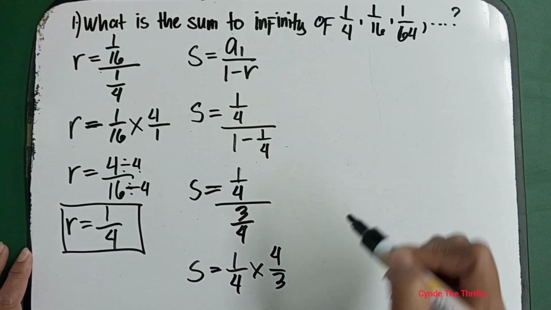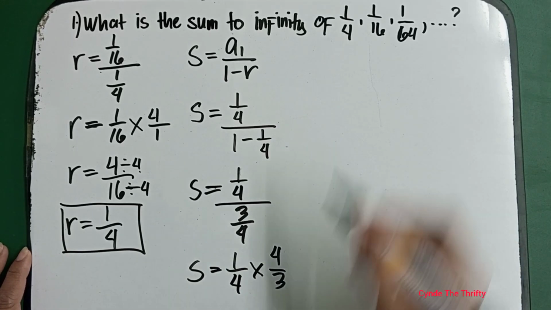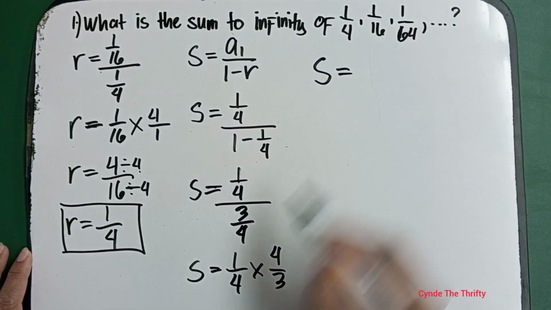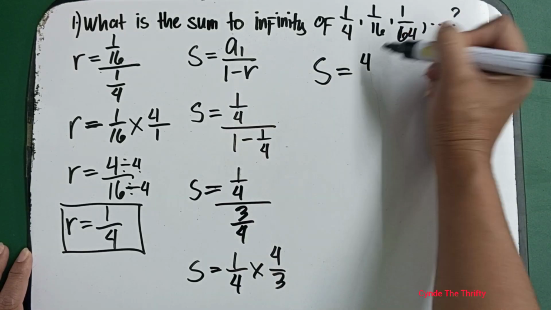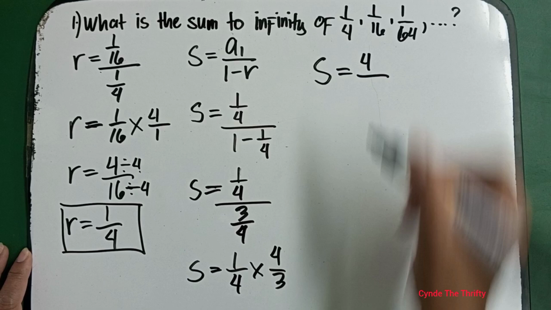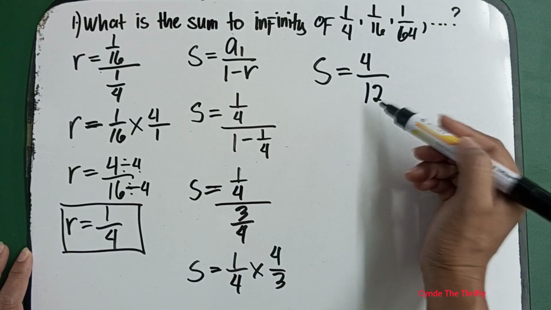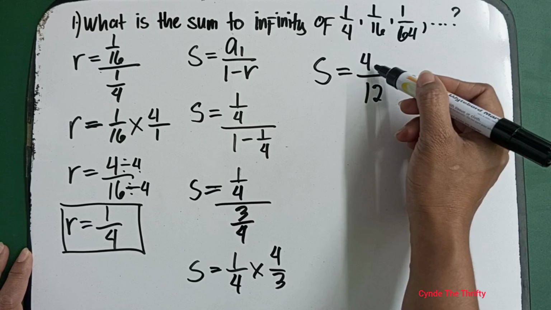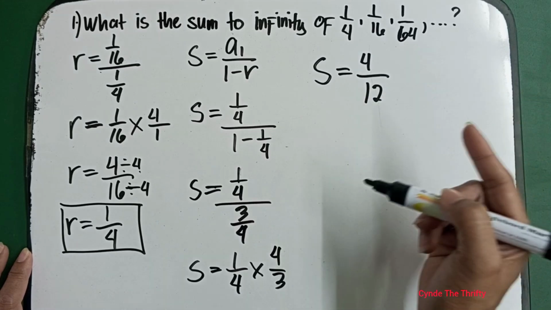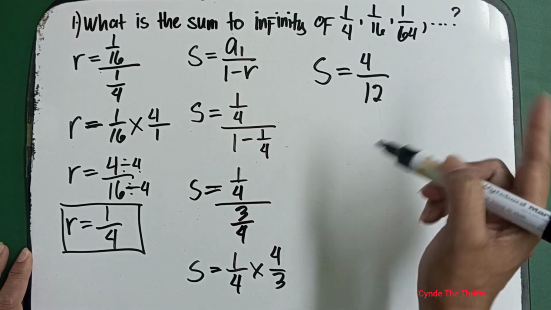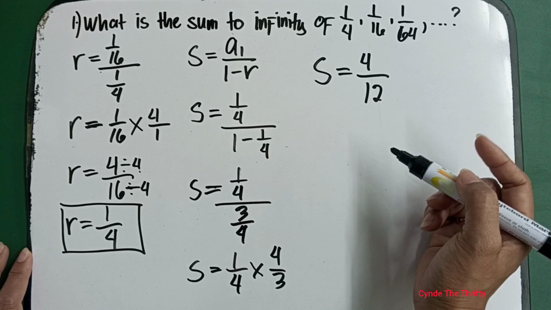Or pwede nyo gamitin ang butterfly method kung gusto nyo. So, sum to infinity is equal to 1 times 4 is 4 over 4 times 3 is 12. Okay, so ito na ba yung final answer natin? Hindi pa. Kasi si 4/12, pwede natin siyang i-reduce into lowest term sa pamamagitan ng GCF nila na 4.